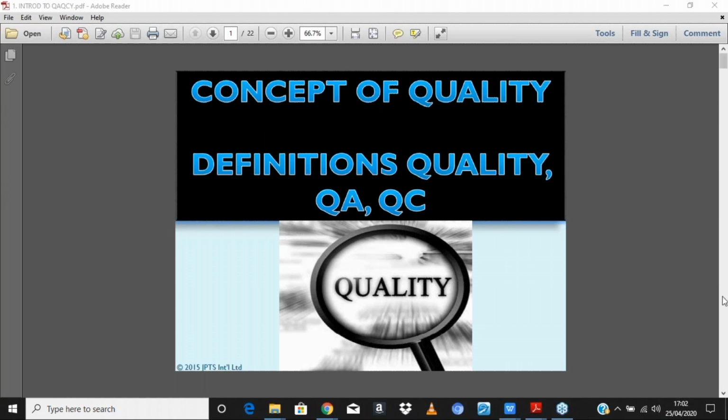Now, when you hear the word quality, what comes to your mind? Quality has to do with a state of standard, a kind of excellence, dynamism in terms of how good, how durable a thing is.